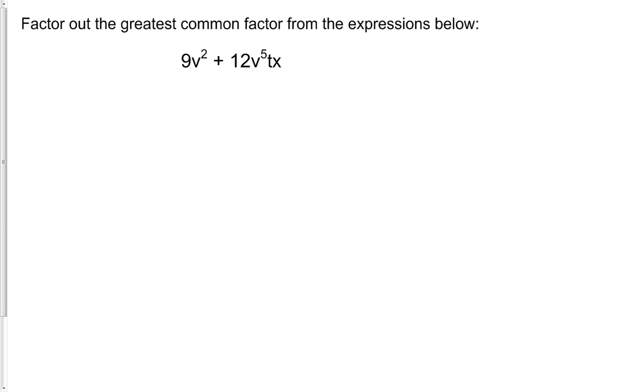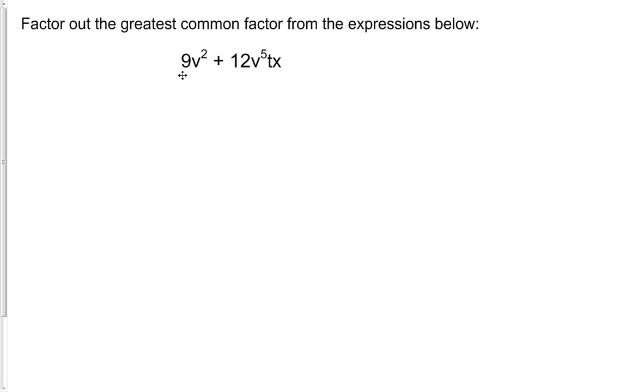This section is a little bit of review on finding the greatest common factor out of a couple different terms in an expression. So let's start out with 9v squared plus 12v to the fifth tx. What we're looking for is to break this down into all of its factors. A lot of times an easy way to do that is to use a factor tree.